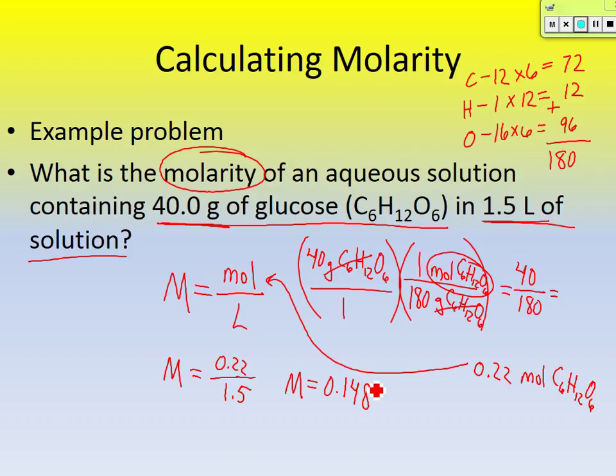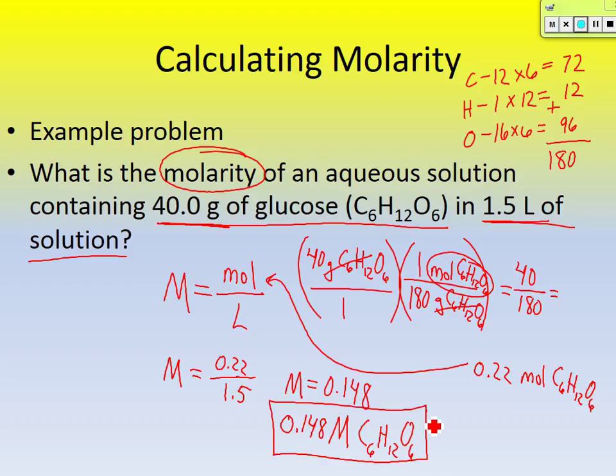Now, how would a chemist write this? And here's how a chemist would write this. They would say that it is a 0.148 M for molarity, or they would say molar, concentration of glucose. We need to put the substance as well, so C6H12O6. So again, they would say 0.148 molar solution of glucose.